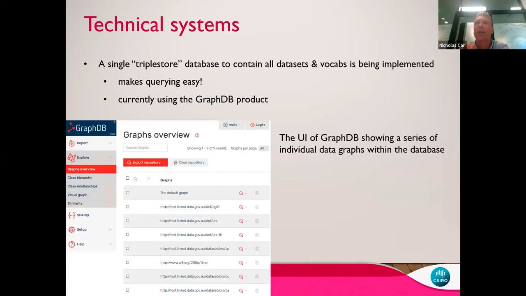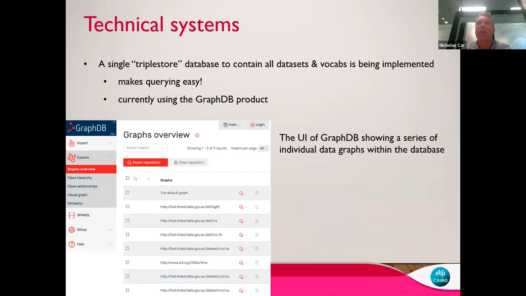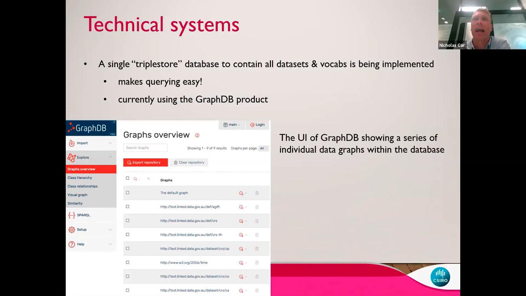That's what it looks like. This is the technical interface to manipulate or to manage the data. And what you see there is a series of individual graphs of information that are stored within the database. And so you can think of the graph as a database schema, like an individual schema within a total database. And if you look carefully, you can see things like AGIFT, CRS, etc. in there.